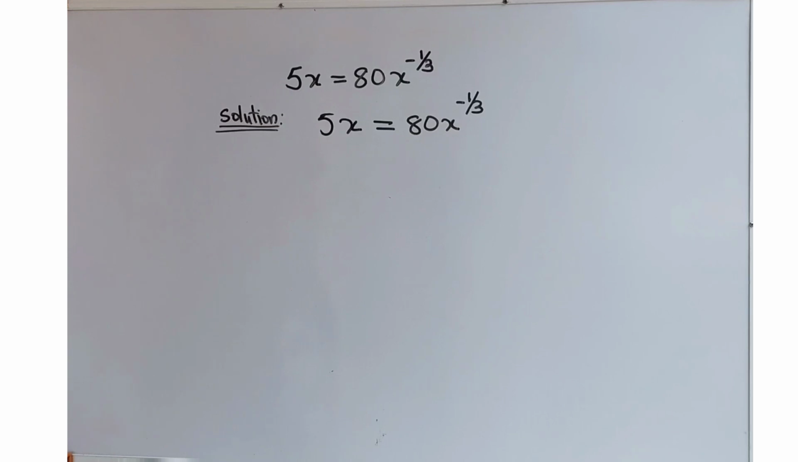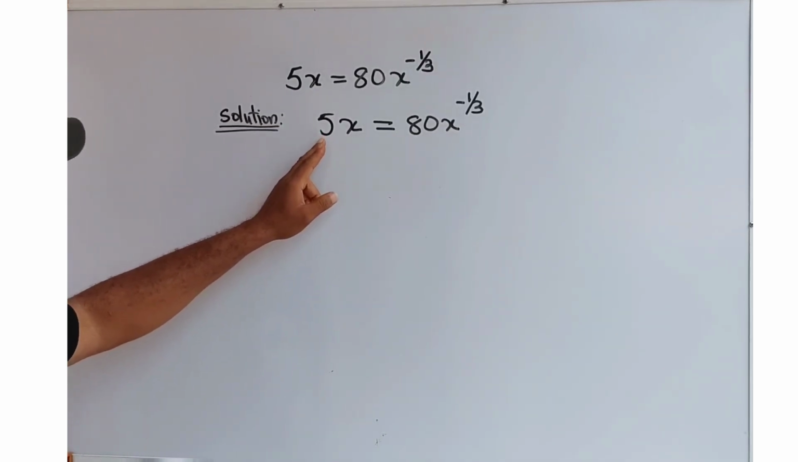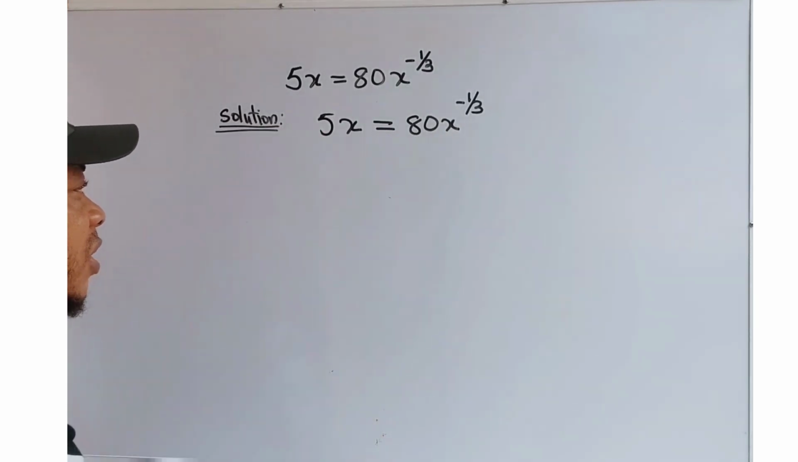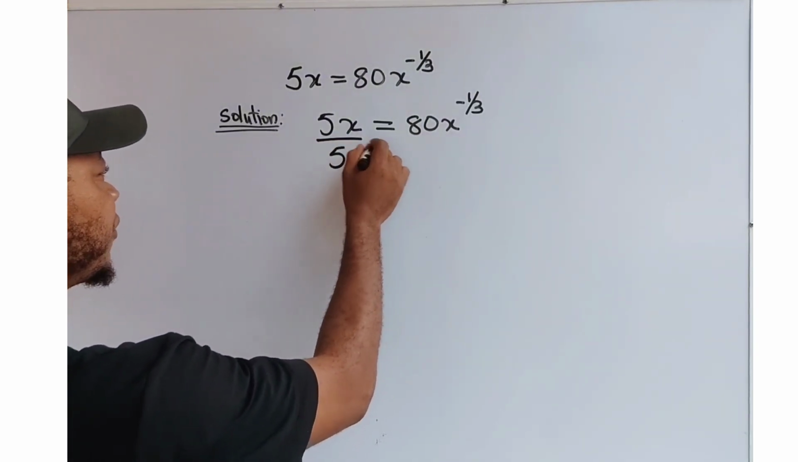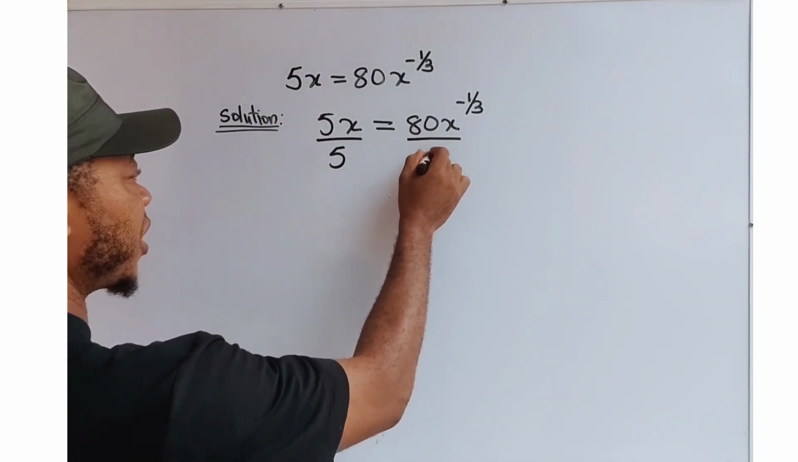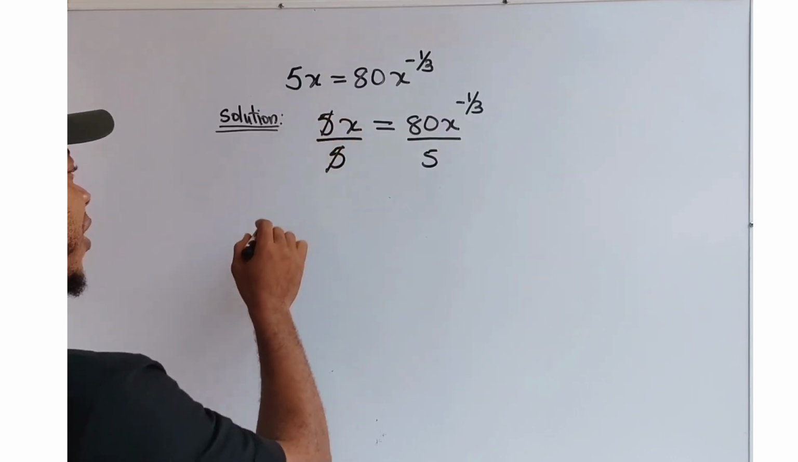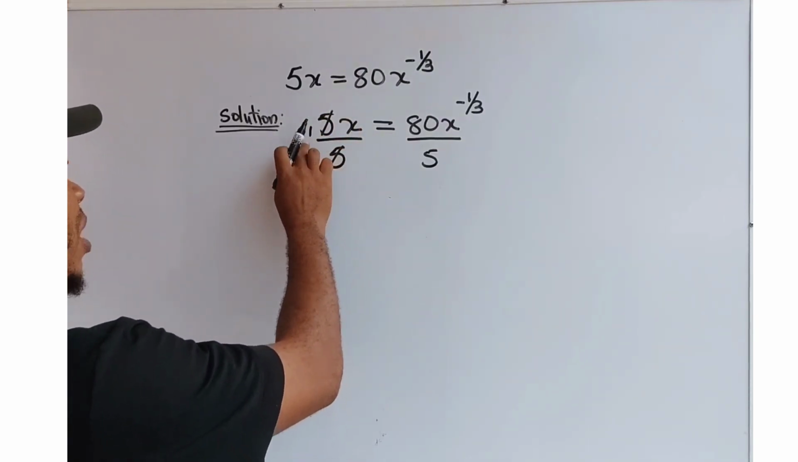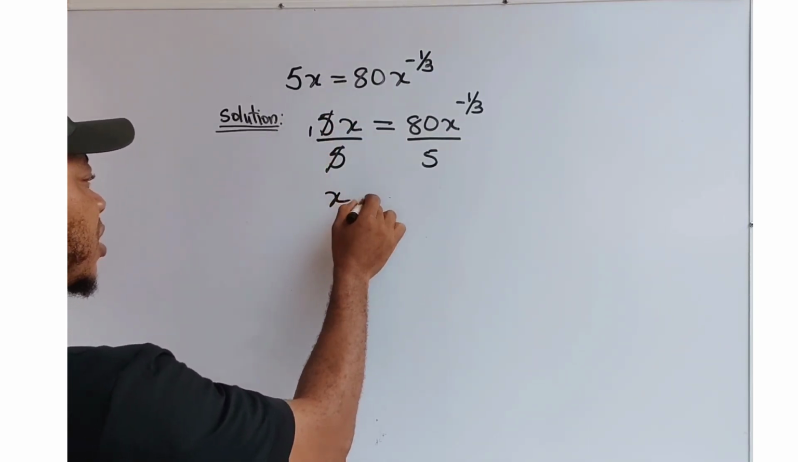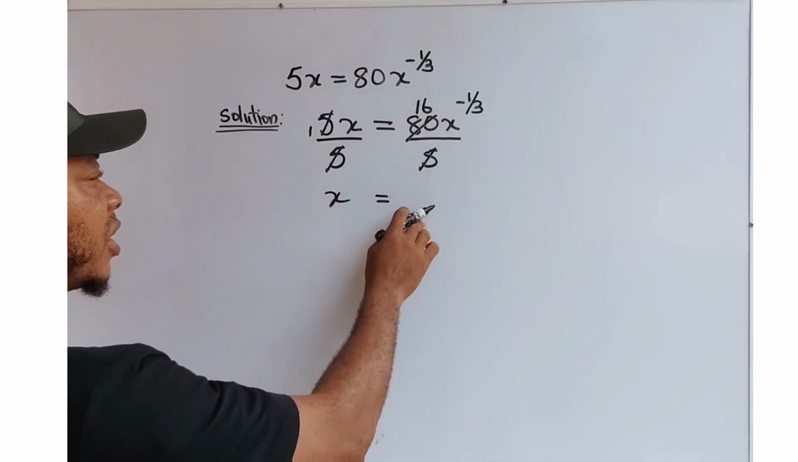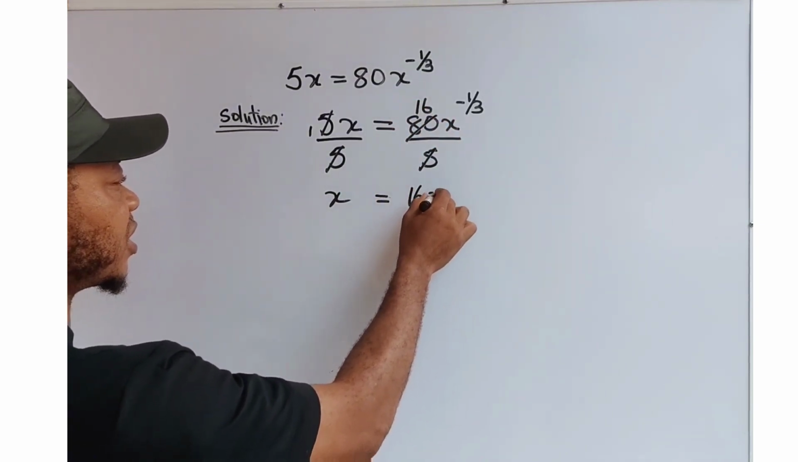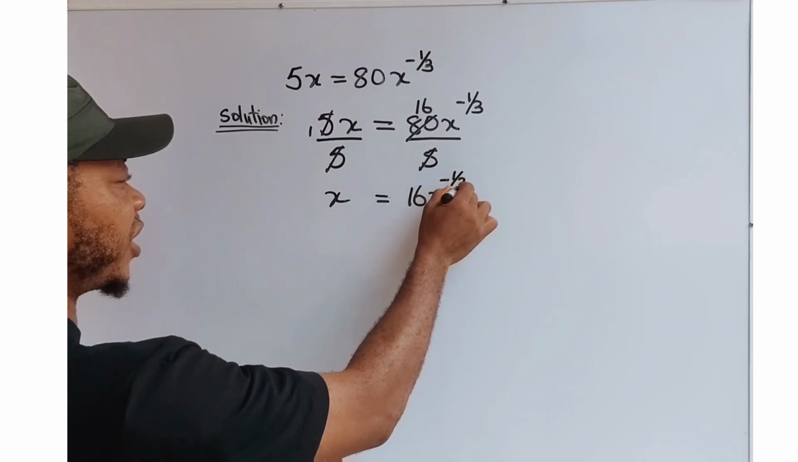Now, the first thing we need to do is to remove this 5 from here by dividing both sides of this equation by 5. So this will be divided by 5, and the whole of this will be divided by 5. So that 5 divides 5 to give us 1, okay? 1 multiplied by x will give us x, equal to 80 divided by 5, which gives us 16. So this will be 16x^(-1/3).